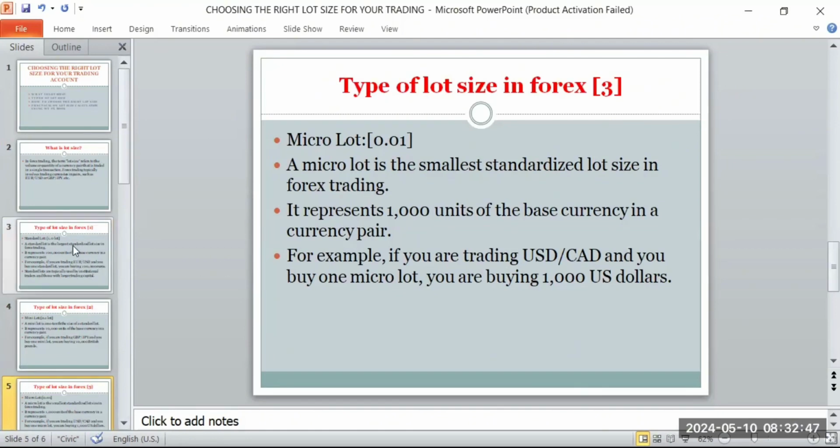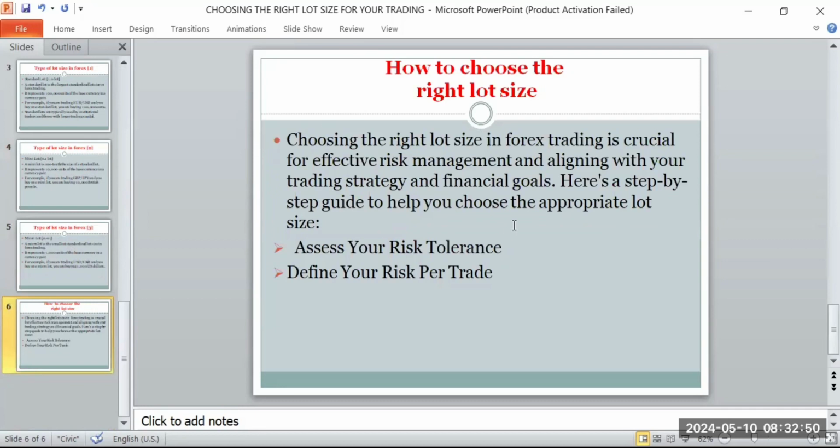So guys, the next thing we have here is how to choose the right lot size for your account. It is very important for you to know how to choose the right lot size because, like I said earlier on, you will not just go into the forex market and trade blindly using any type of lot size, okay? Because you may just get burnt and you end up in regret. Choosing the right lot size in forex trading is very crucial for effective risk management and aligning with your trading strategy and financial goals, okay? So I have a simple step-by-step guide to help you choose the appropriate lot size for your account.